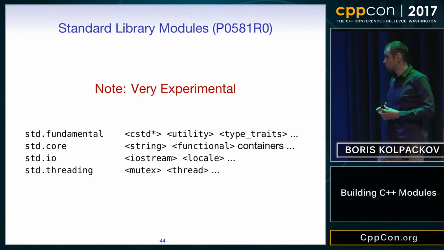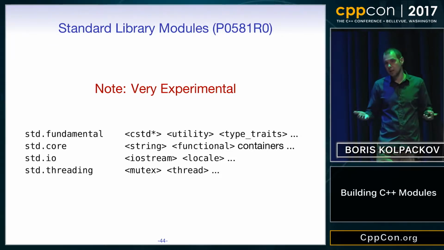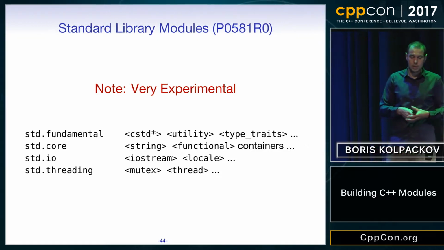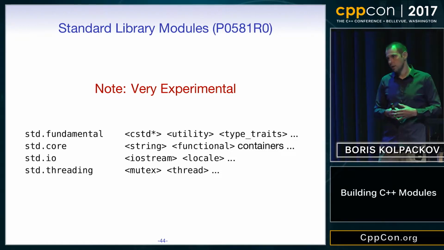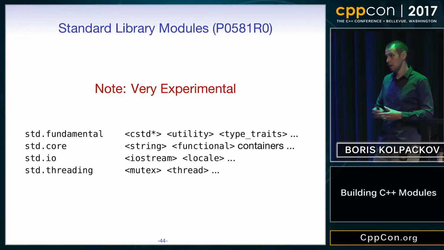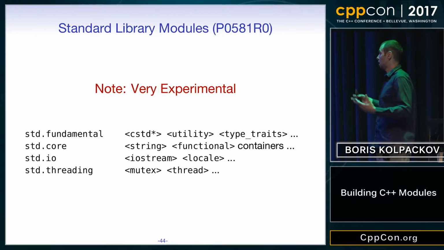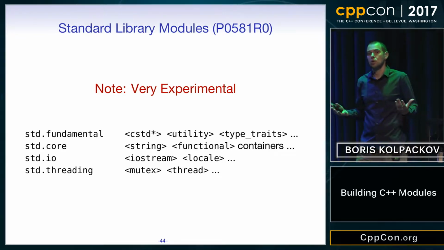We also quickly mentioned the proposal for the standard library modules. Once you get modules in some workable stage, the next natural thing is to modularize the standard library. This is still very early. Even the module names are not finalized. So yesterday I heard a complaint that there is no std module that re-exports everything. And it's 5 lines of code.